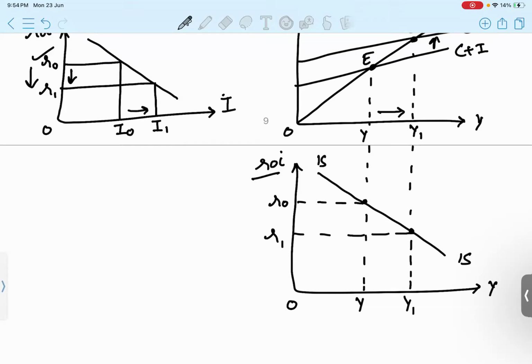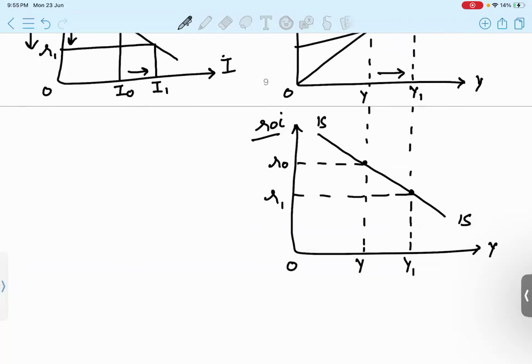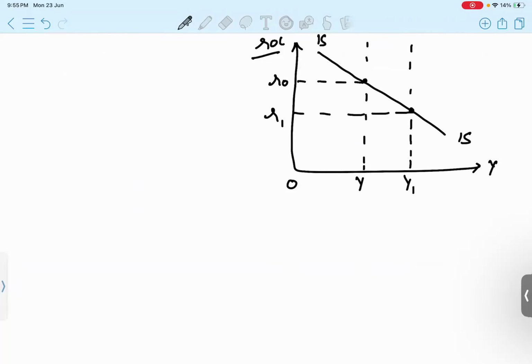So simply we can say that when the rate of interest falls, investment increases, which increases the aggregate demand in the economy, and that leads to an ultimate increase in the national income.